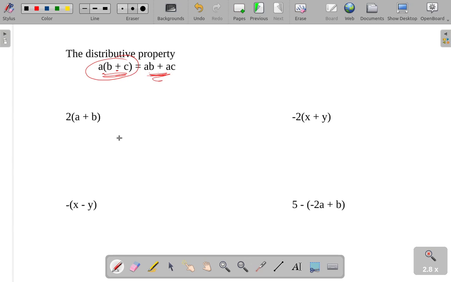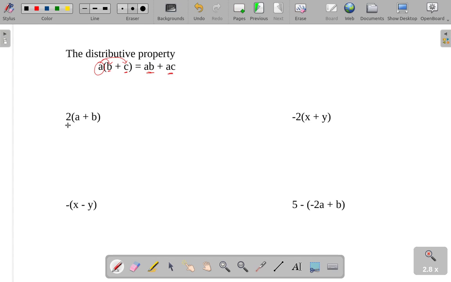And we say that we distribute the A. So you can kind of envision this A as being distributed throughout the parentheses, and it's being distributed to each of the terms inside the parentheses. There's a B inside here, and there's a C inside here, so we get A times B and A times C. That's the end result here.